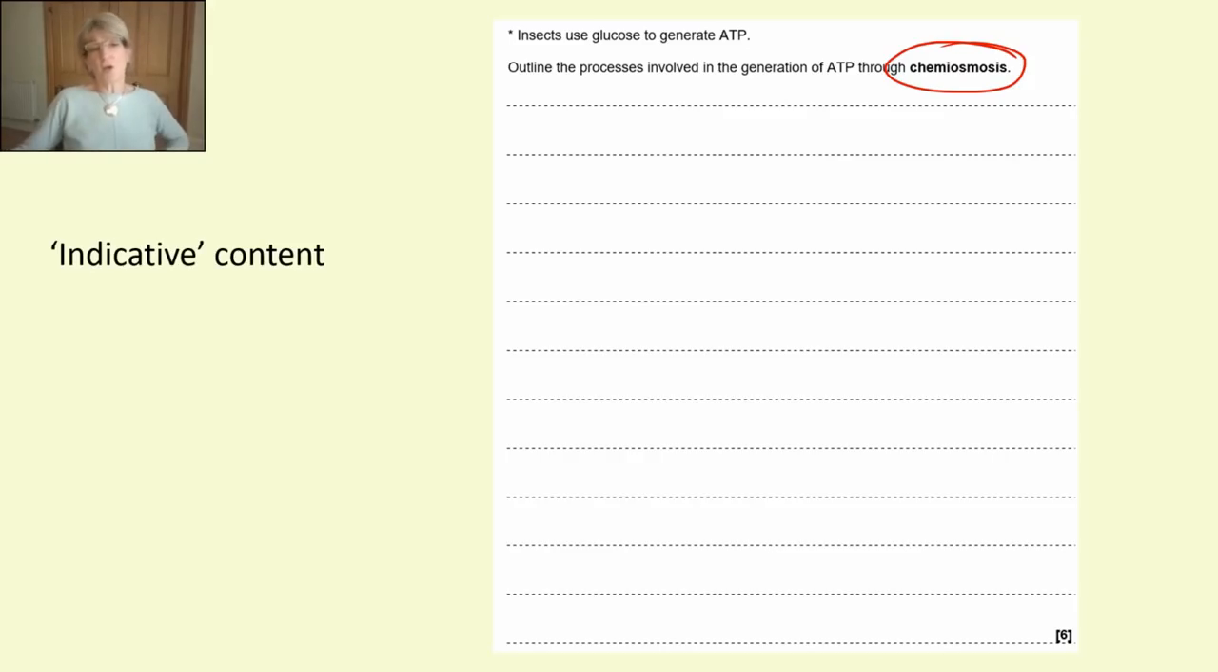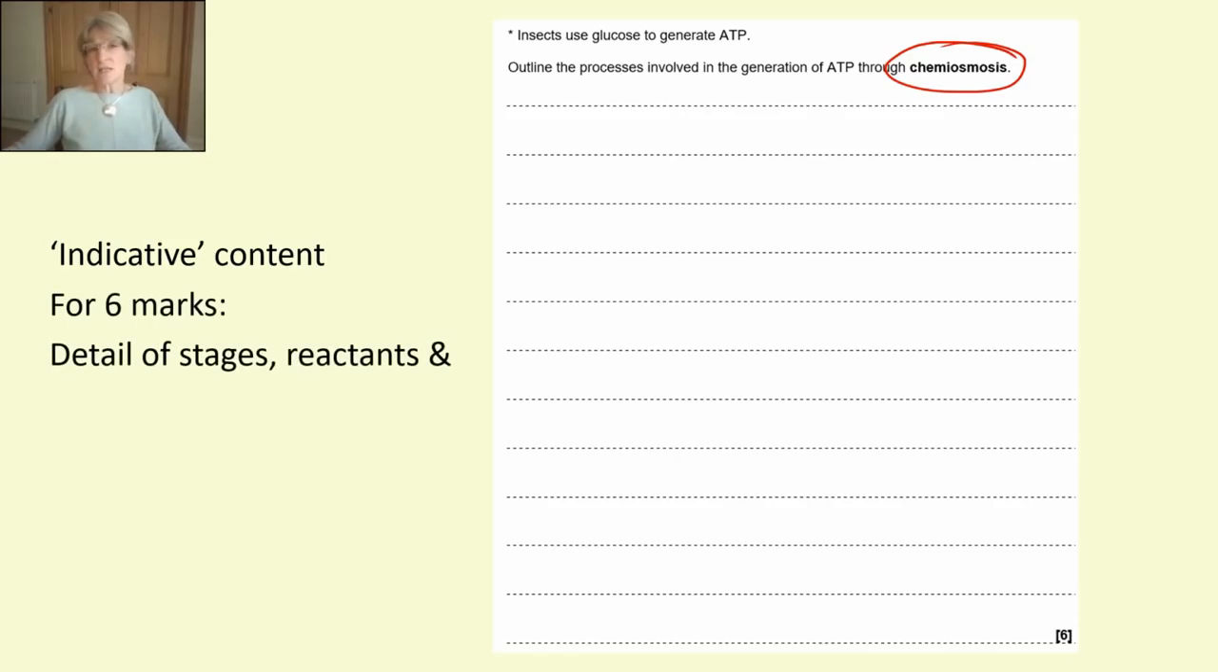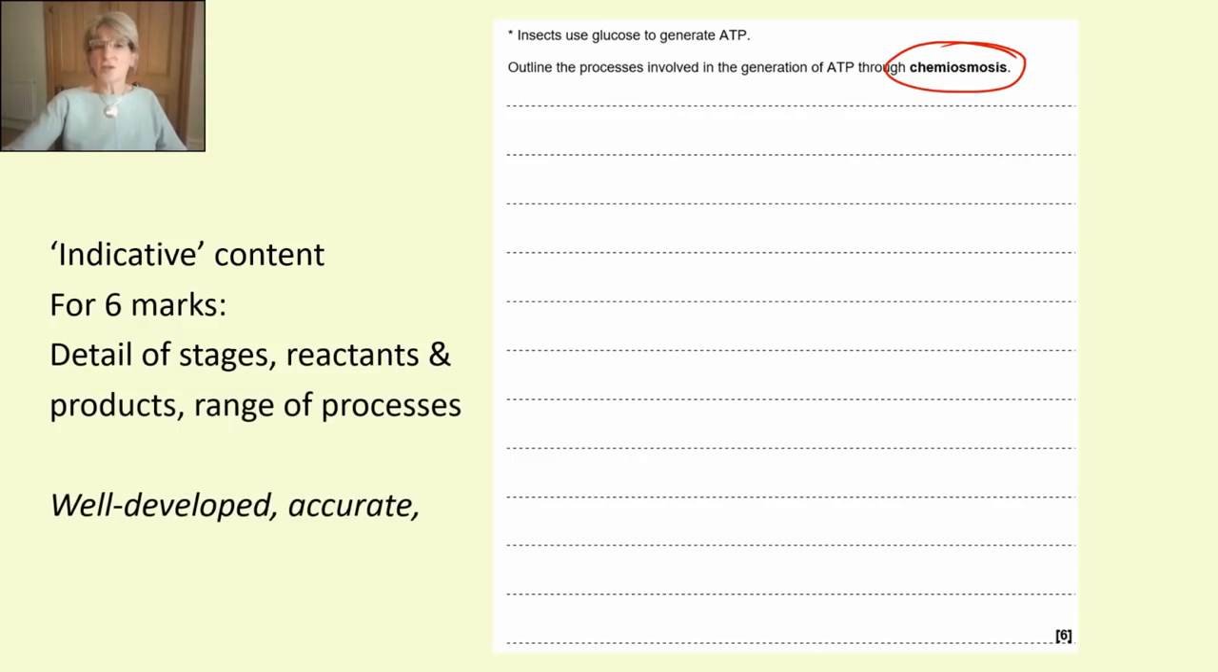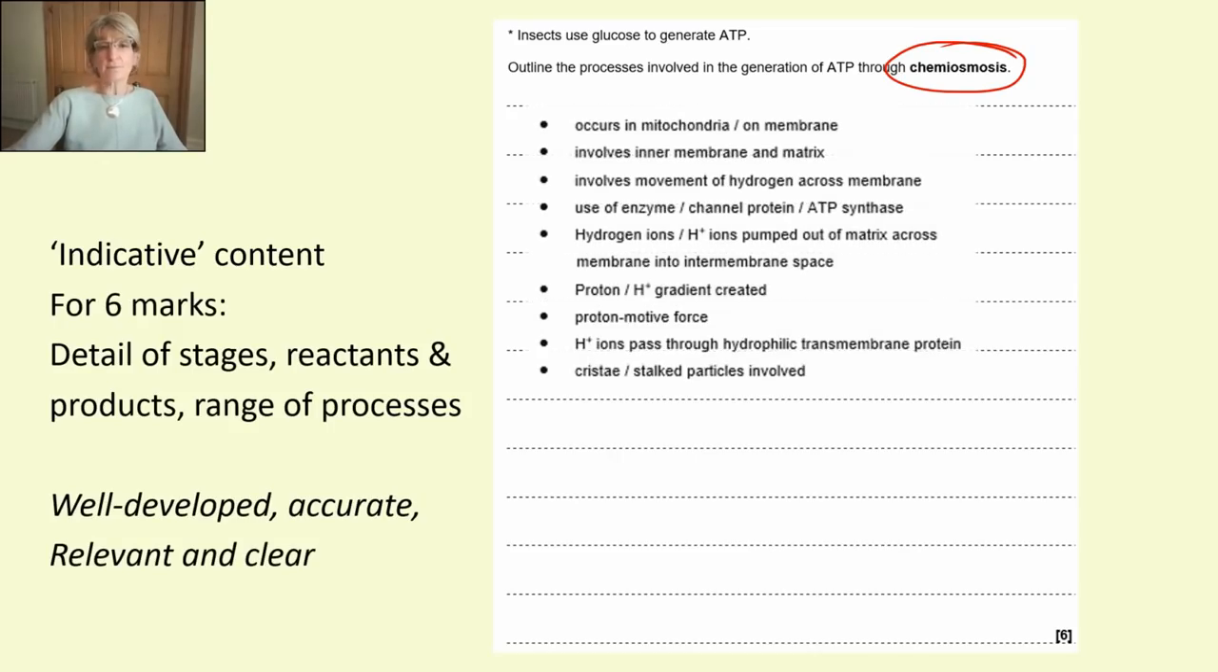This was an OCR question, and the mark scheme is only including the indicative content. For you to get full marks in OCR, it is important that you detail the stages, the reactants and the products, and a range of processes, and that your writing needs to be well developed, accurate, relevant, and clear.